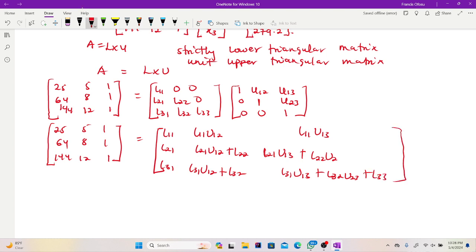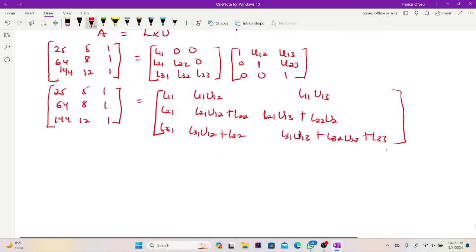So what you are going to do next is equality of matrix. Then you find the corresponding entries, the values. So using equality of matrix, you get that 25 here is equal to my first entry, L11. We are done. The next is 5.